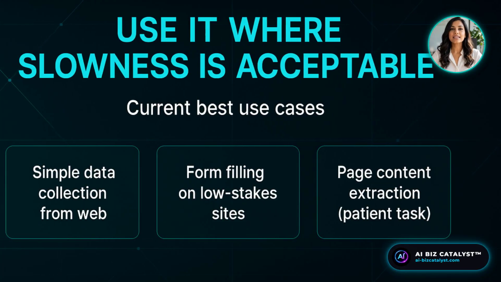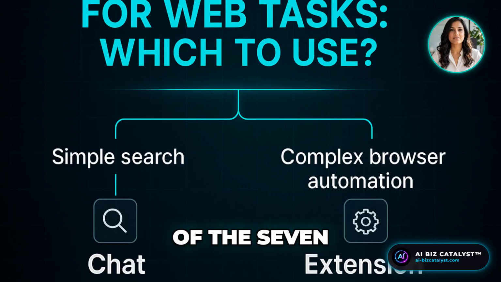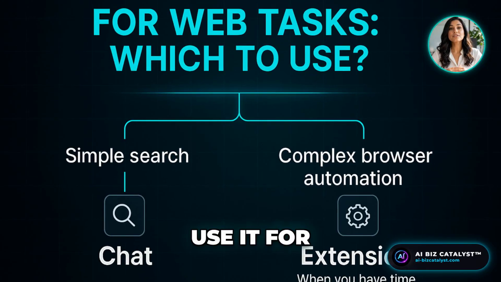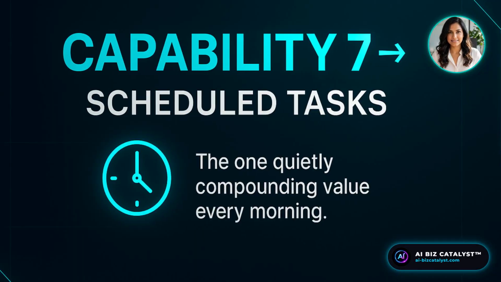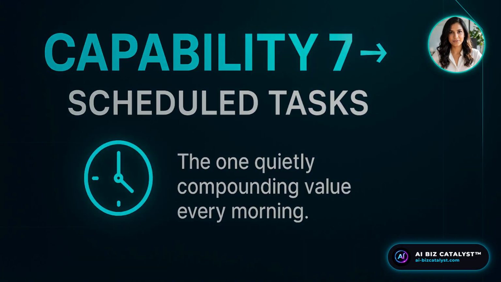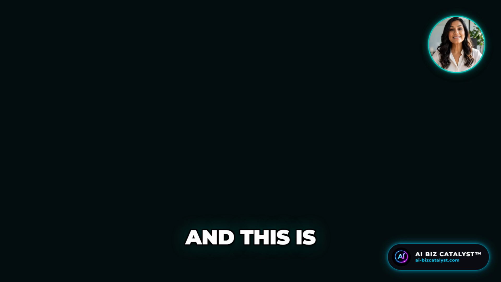But as of today, the browser extension is the weakest of the 7 capabilities. Use it for low-stakes, patient tasks, not for anything time-sensitive. Capability 7. And this is the one I mentioned at the top. The one that's quietly compounding value in my workflow every single morning.